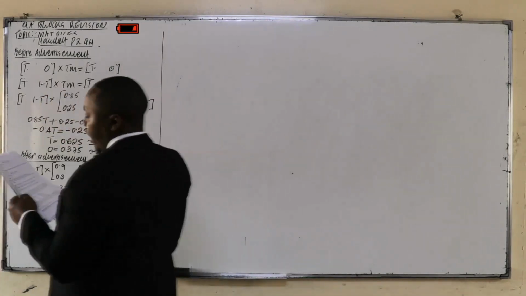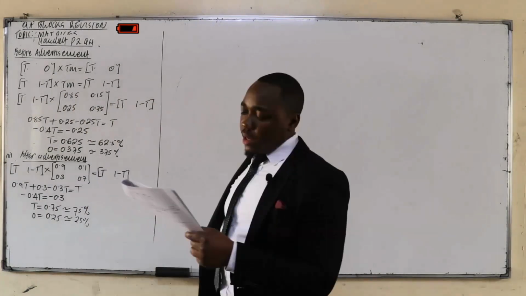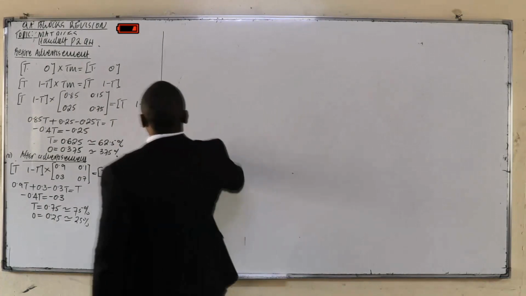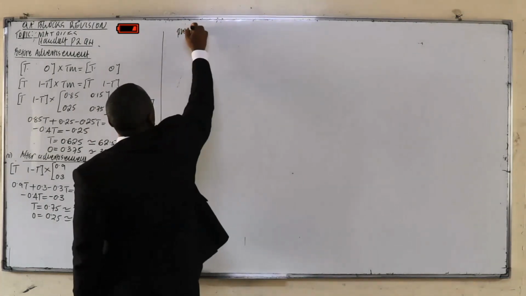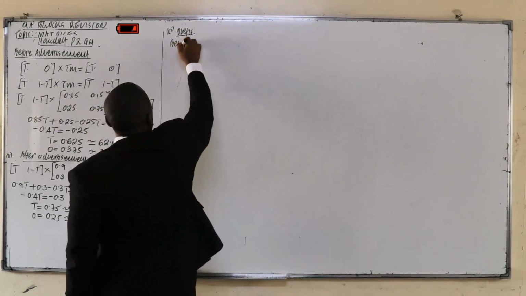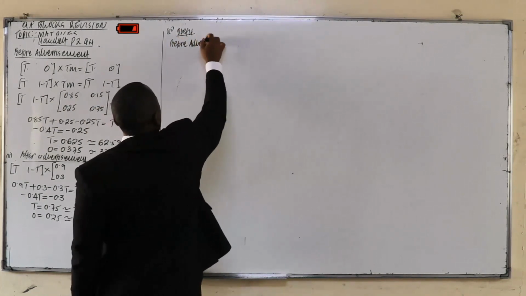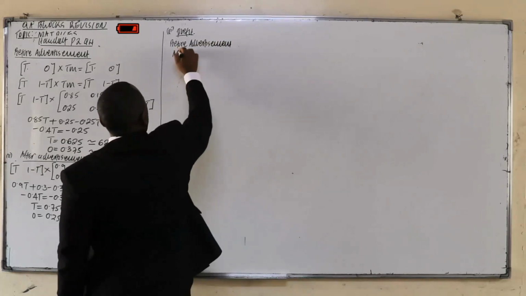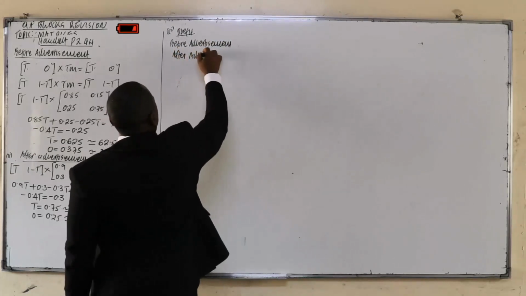The expected annual profit increase or decrease after the advertising campaign. Profit increase or decrease. So we determine the profit. Now, before advertisement, and then after advertisement.